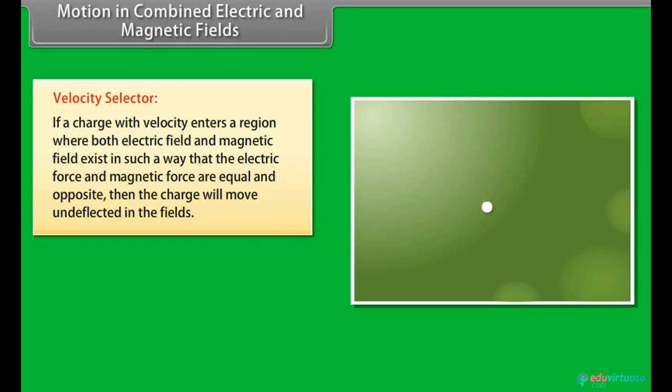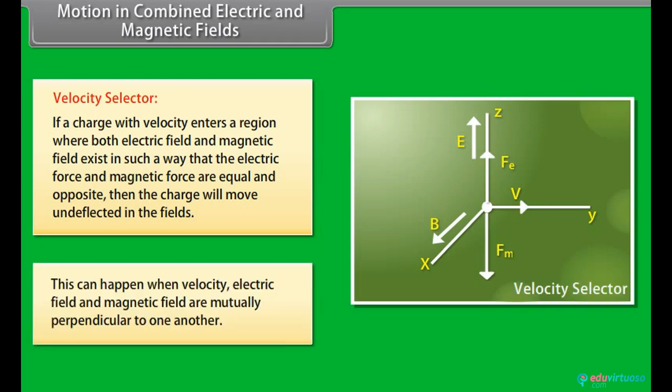Motion in combined electric and magnetic fields. Velocity selector. If a charge with velocity v enters a region where both electric field and magnetic field exist in such a way that the electric force and magnetic force are equal and opposite, then the charge will move undeflected in the fields. This can happen when velocity, electric field and magnetic field are mutually perpendicular to one another.